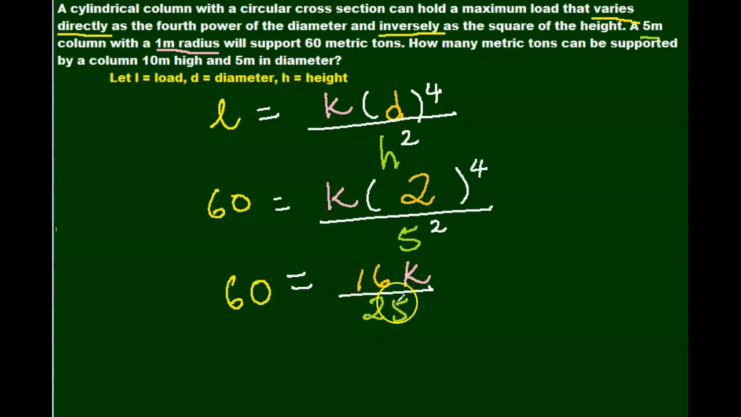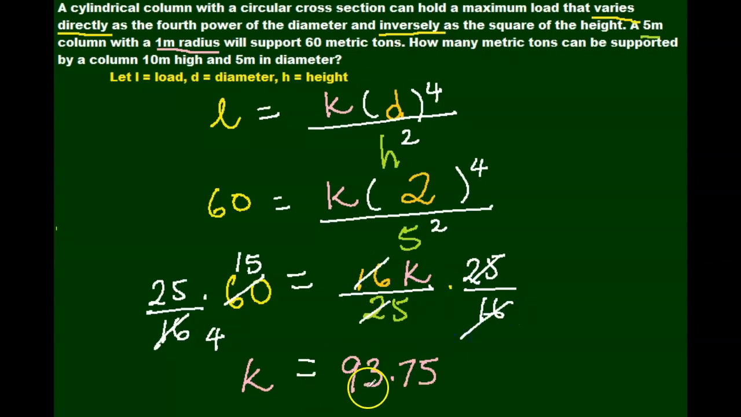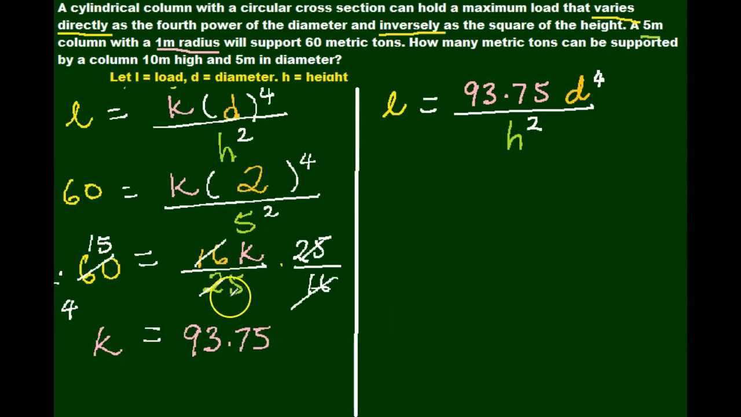And to get rid of my 16 over 25, we're going to multiply both sides by the reciprocal of 16 over 25, which is 25 over 16, on both sides of our equation. 60 and 16 are divisible by 4. These cancel out on the right-hand side. And that simplifies to K equals 93.75. Then we can plug our K equals 93.75 back into our original equation. And we want to find L in our final problem.